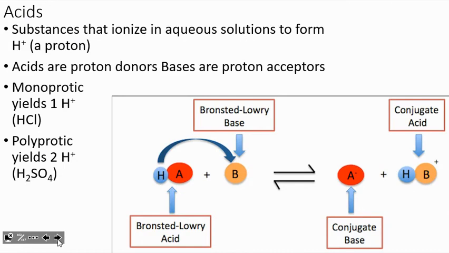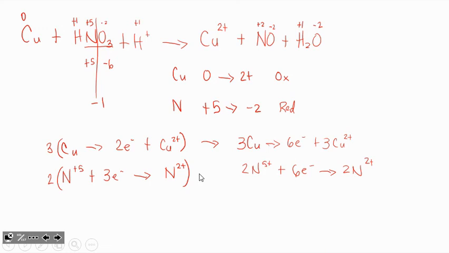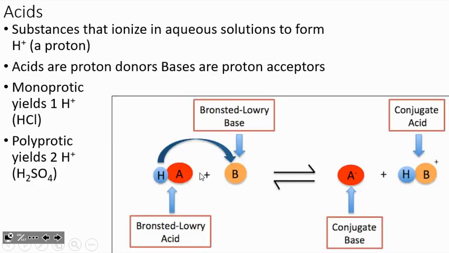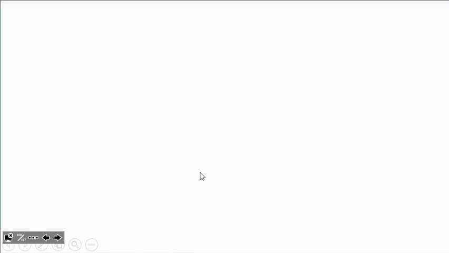Okay. Again, just kind of a recap between acids and bases. We had our acids. They were proton donors. These are electron donors and receivers. So that's the difference between our oxidation reduction reactions and our neutralization reactions. Okay.